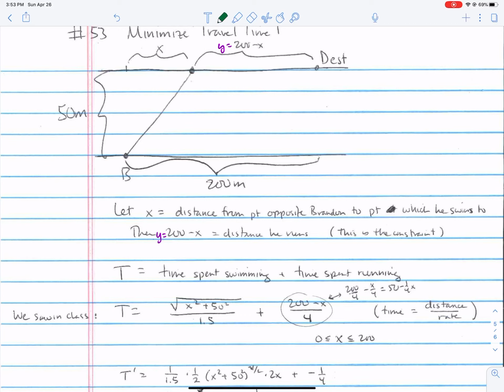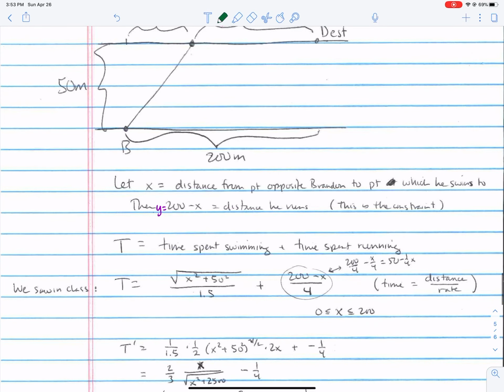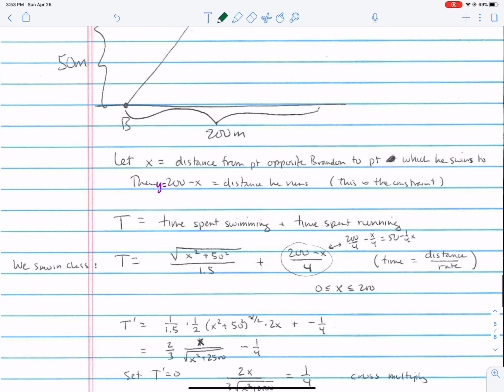I've labeled x as the distance from the point opposite Brandon to the point which he swims to, and then y is 200 minus x, the distance that he runs. And I mentioned that's the constraint equation already. And we've gotten down to right here. The time is the square root of x squared plus 2500 over 1.5 plus 200 minus x over 4.